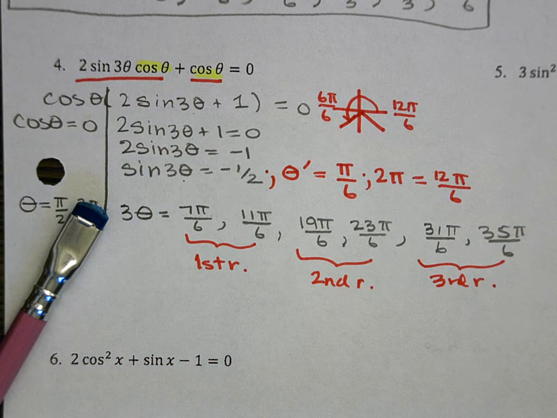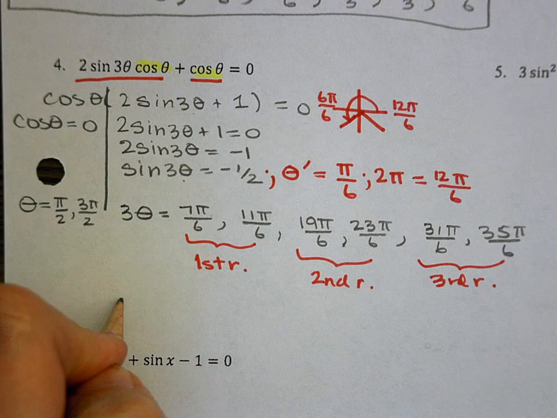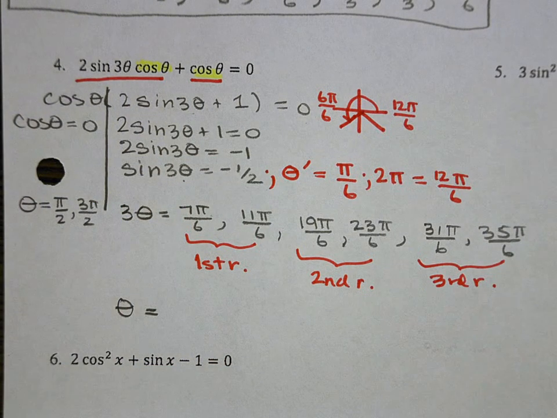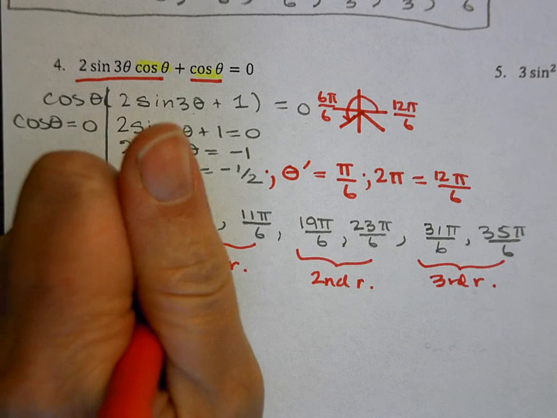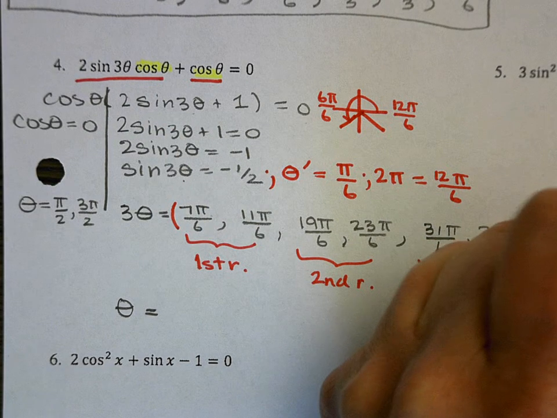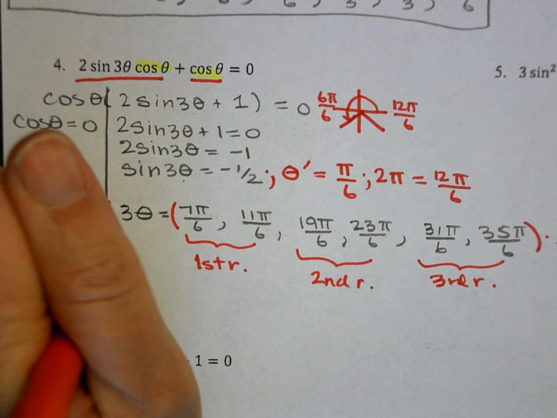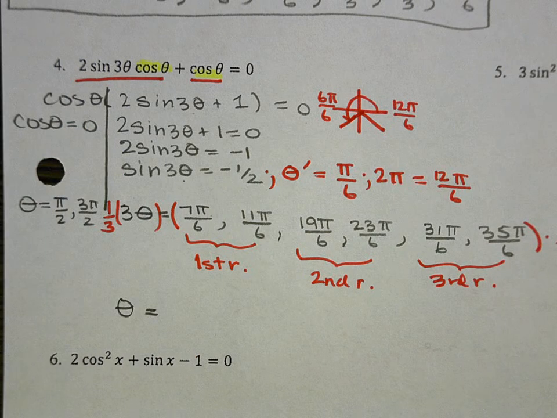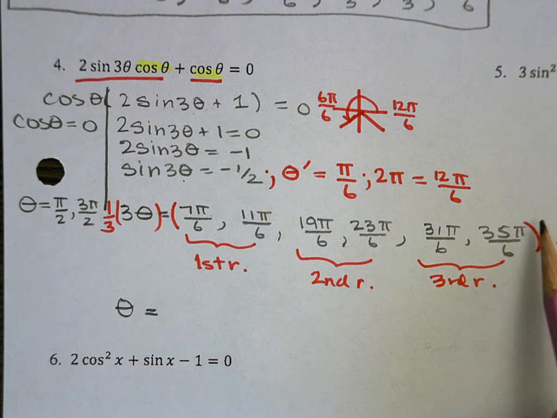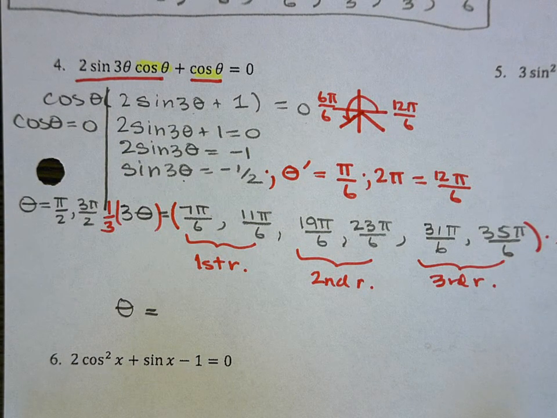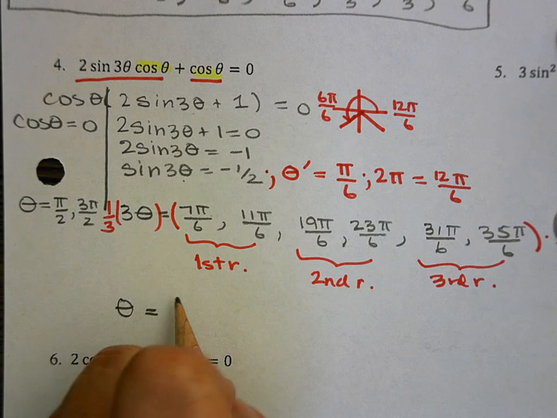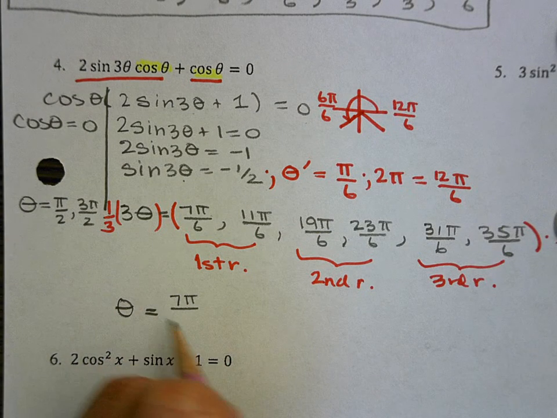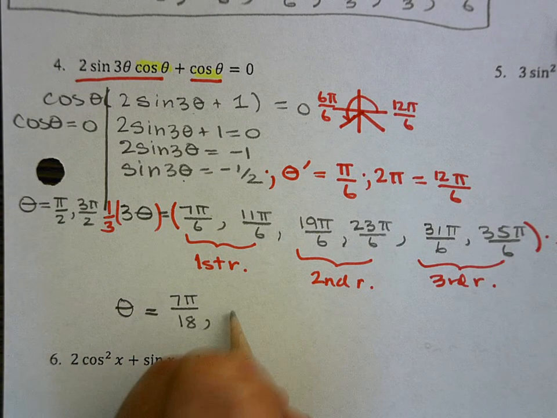And then my final answer is I'm going to divide everything by 3, which is the same thing as multiplying by 1/3, right? So I'm going to multiply by 1/3 and 1/3. So all the numerators are being multiplied by 1, all the denominators by 3. So the numerators are going to stay the same, and the denominators are all going to turn into 6 times 3, which is 18.